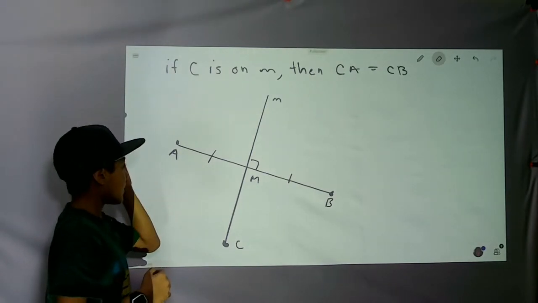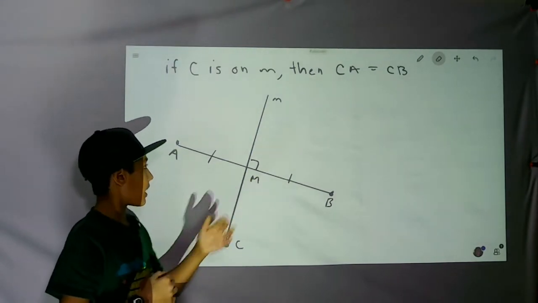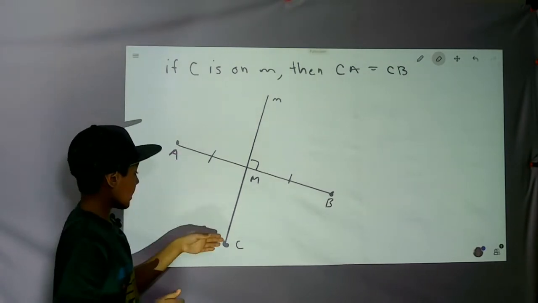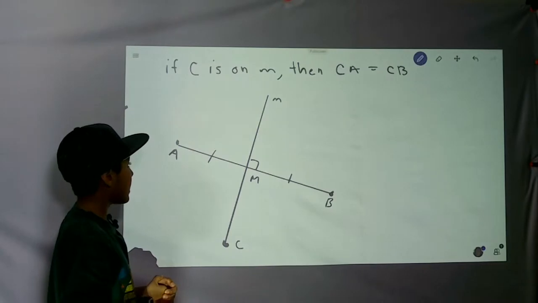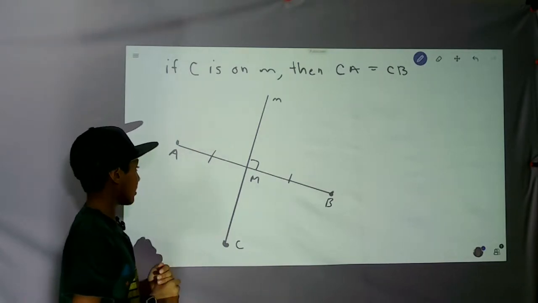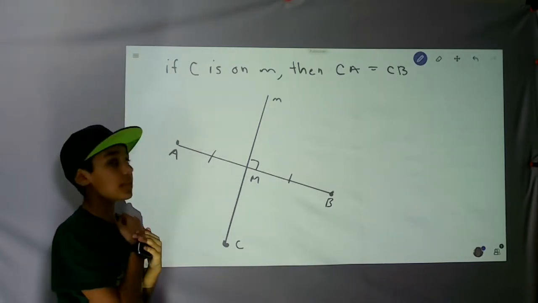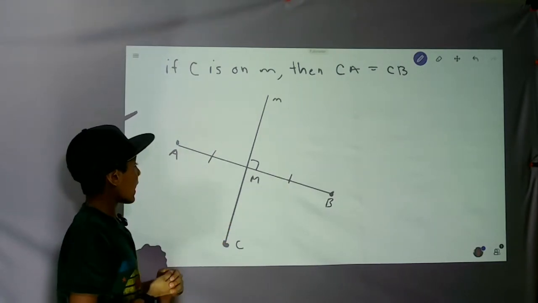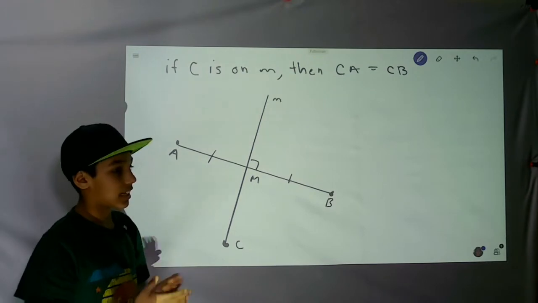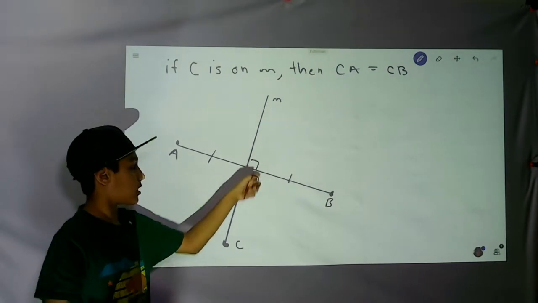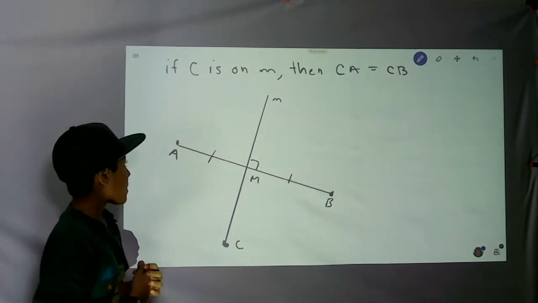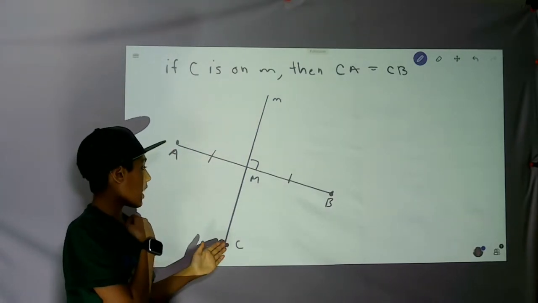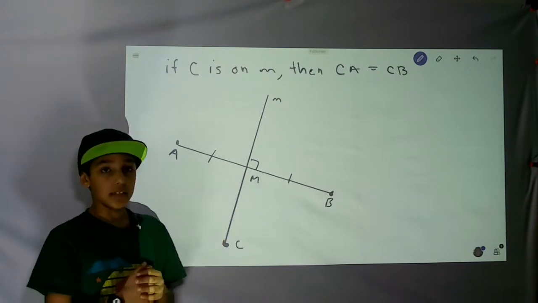Let's start with our first problem here. If C is on M, then CA equals CB. Line M is right here, and it bisects line AB perpendicularly. That means M bisects AB, and it's perpendicular to it too. That's why you see this right angle here. So if C is on M, prove that CA is equal to CB.